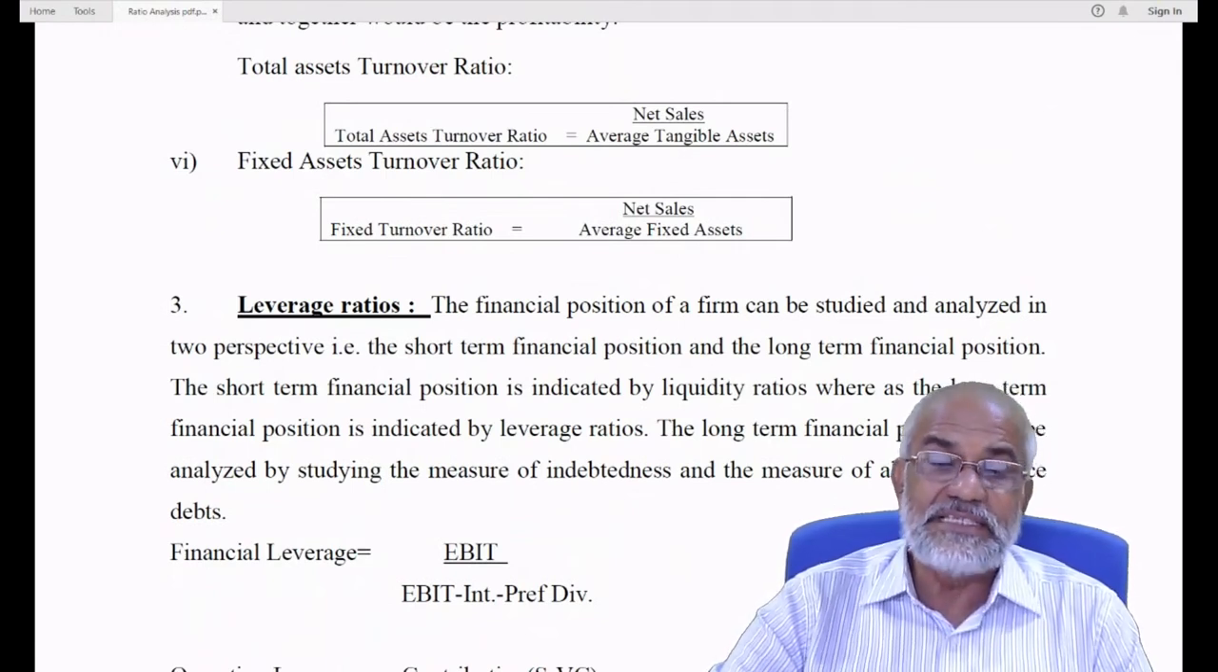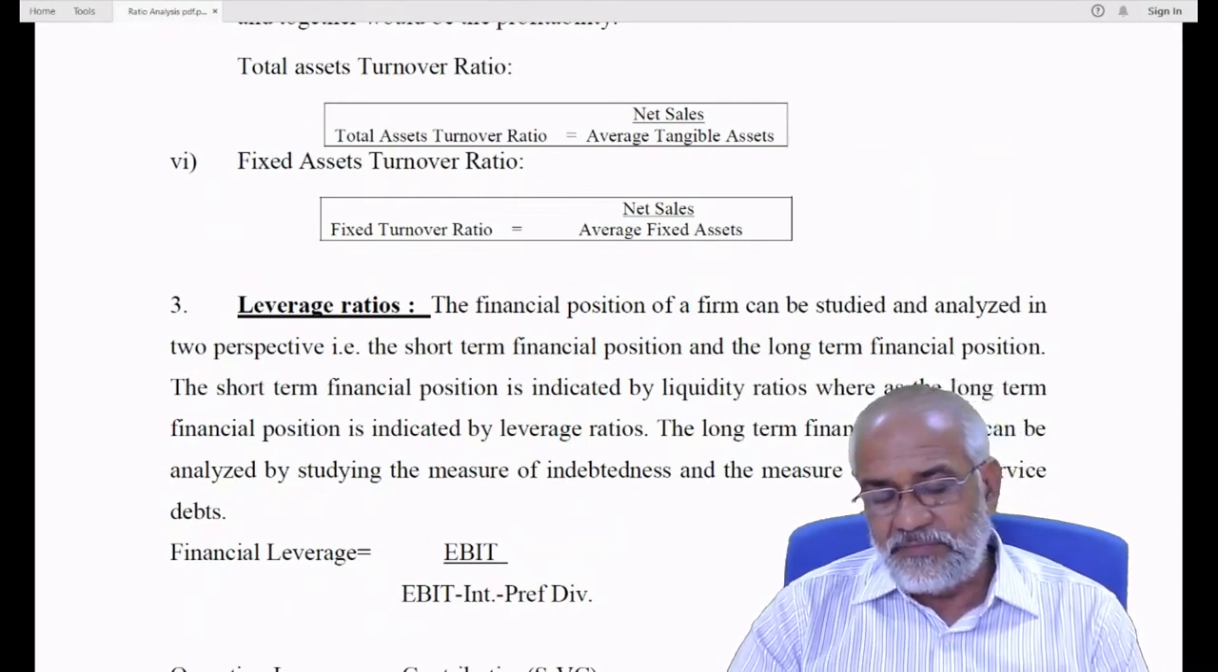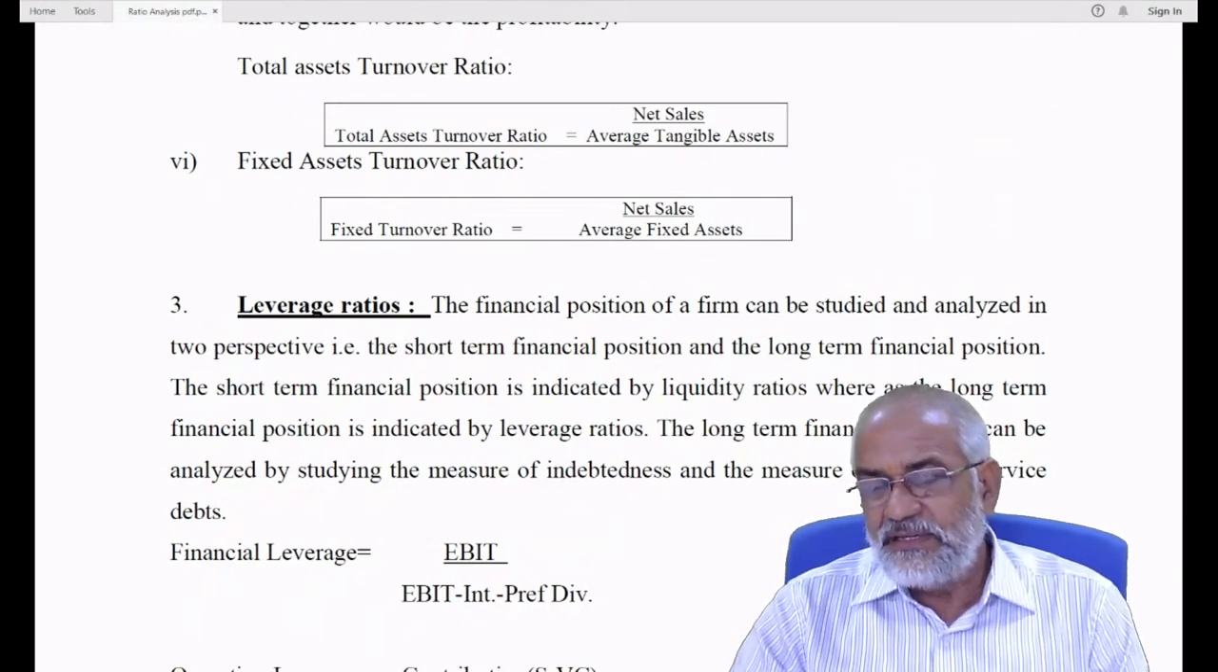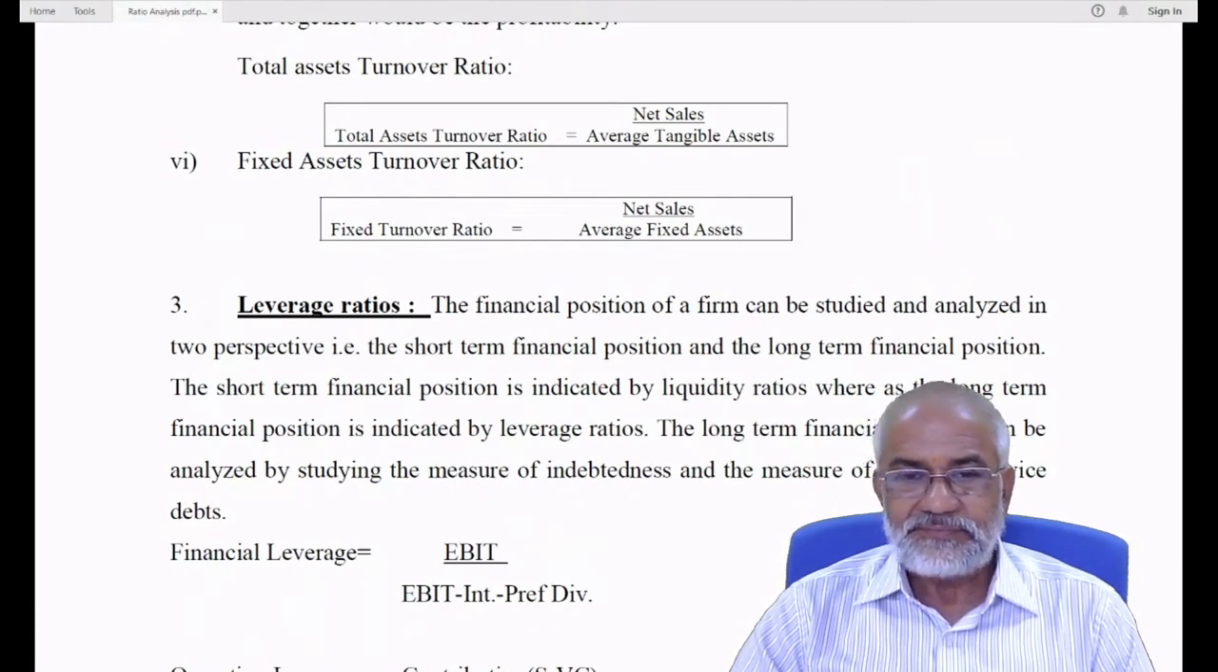Then come to the third category of classification of ratios, which speaks about the leverage ratios. Leverage comes from the word lever. Lever means something which facilitates, which helps in doing things in a perfect manner.